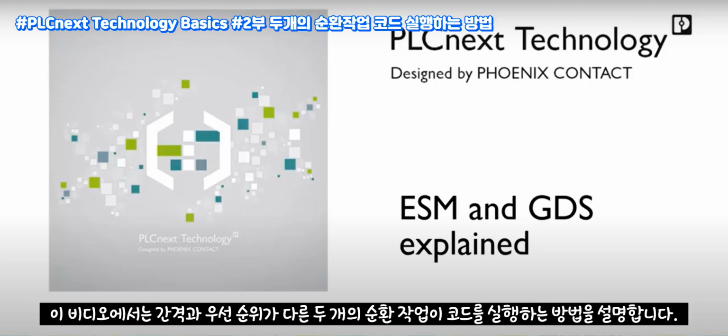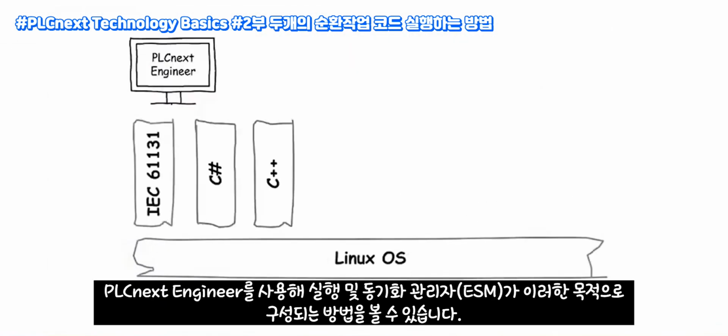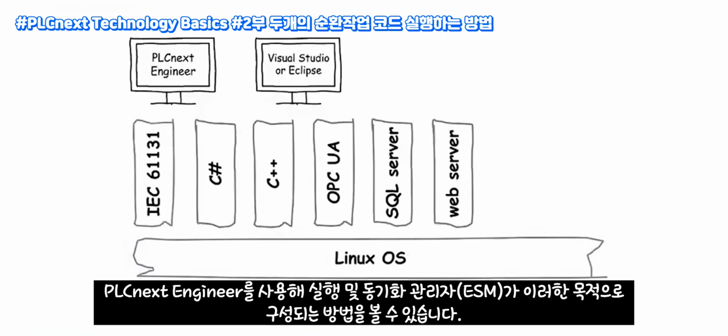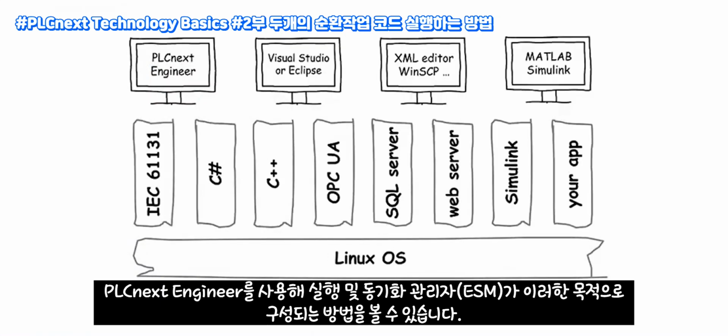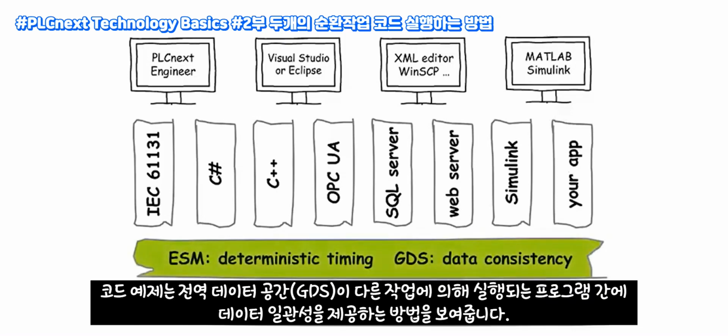In this video, we explain how two cyclic tasks with different intervals and priorities execute code. You'll see how the Execution and Synchronization Manager, the ESM, is configured for that purpose by PLCnext Engineer. A code example will show how the Global Data Space, the GDS, provides data consistency between programs that are executed by different tasks.